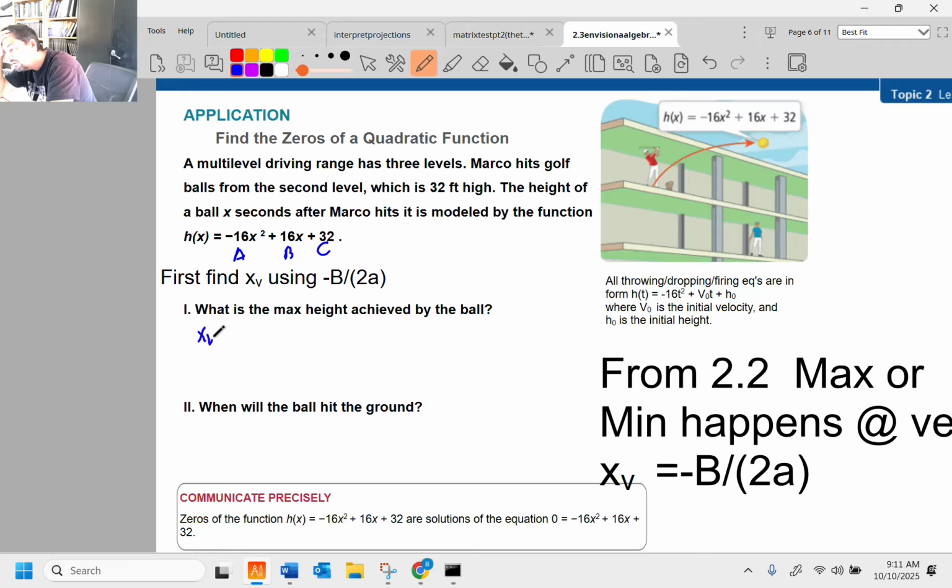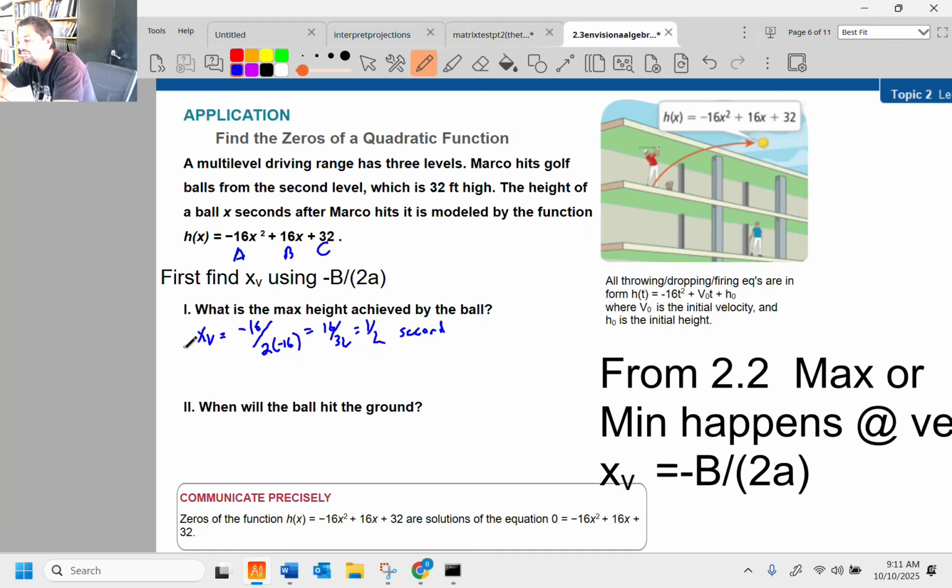So the x-coordinate of the vertex is going to be the opposite of a positive 16, which is negative 16, over twice a negative 16. That's going to be 16 over 32, and 16 thirty-seconds is going to be a half. So this is saying that it takes half a second for this to happen. A half a second after hitting that golf ball, it is at its maximum height.